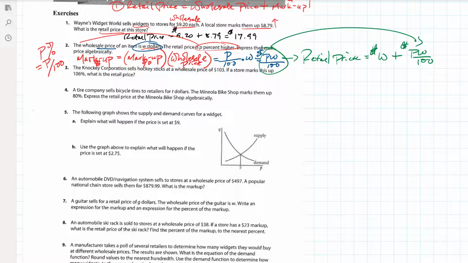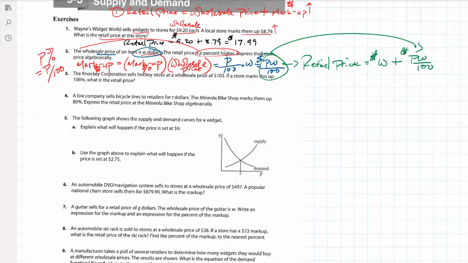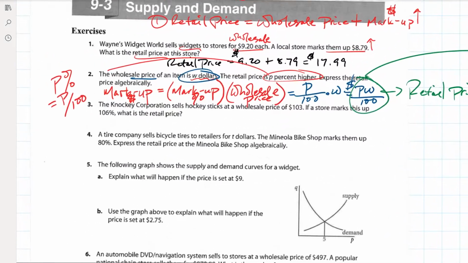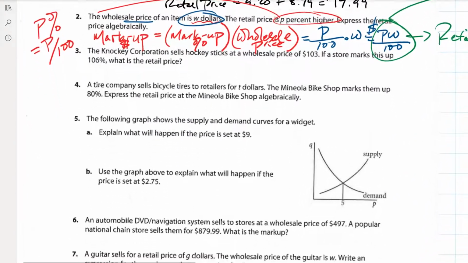So if we actually knew what W was, like 20 bucks or whatever, and we know what the percentage was, like 2%, 3%, 4%, we can just plug those values in and we get the retail price. That's it. Remember, the concept is the most important thing. So make sure you highlight all the formulas that I'm writing in red here, because that is what you're going to apply to different problems in the future. Okay, let's go to number 3.